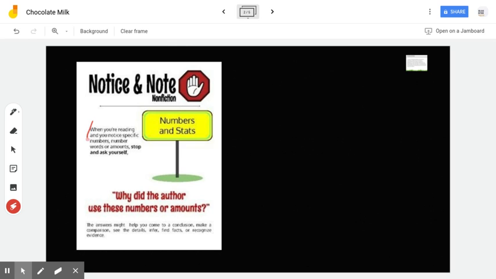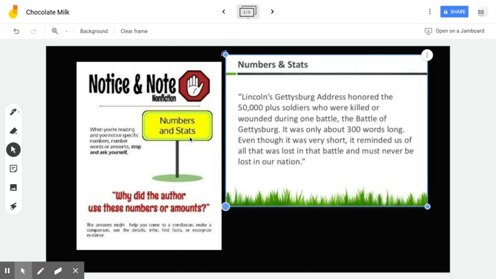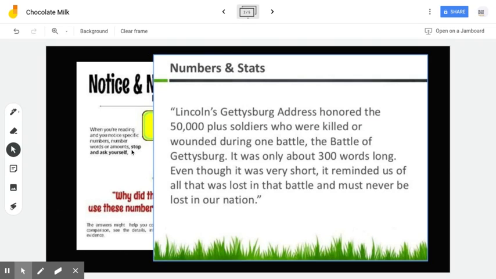It says here, when you are reading and you notice specific numbers, number words, or amounts, stop and ask yourself. And here's the question we're going to ask ourselves. Why did the author use these numbers or amounts? So let's go back to this thing that I made smaller, and let's take a look at that. It says Lincoln's Gettysburg Address honored 50,000 plus soldiers who were killed or wounded in one battle. So that's our first notice and note number, 50,000.